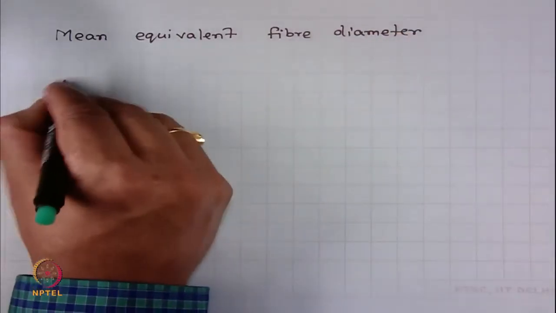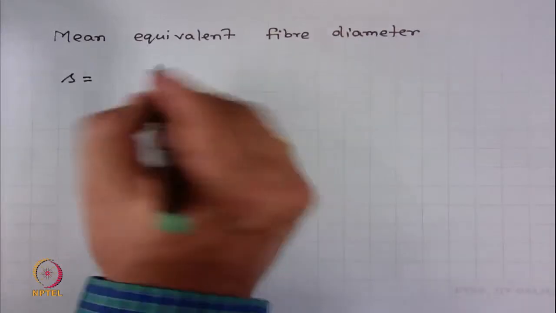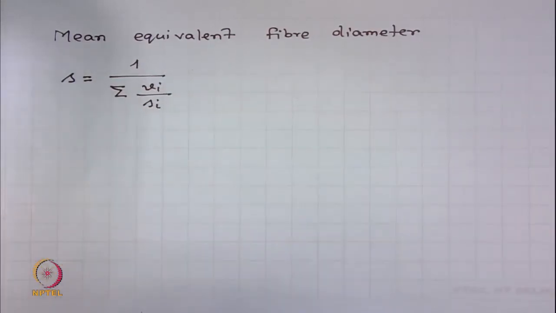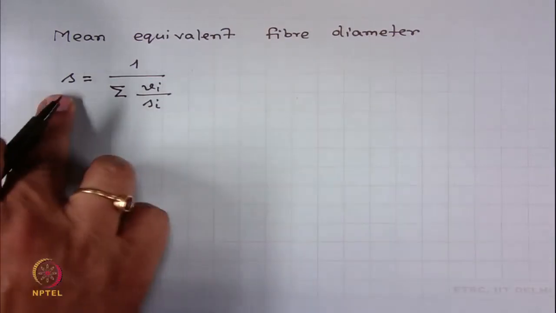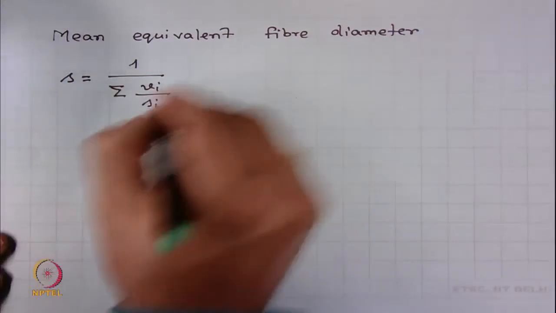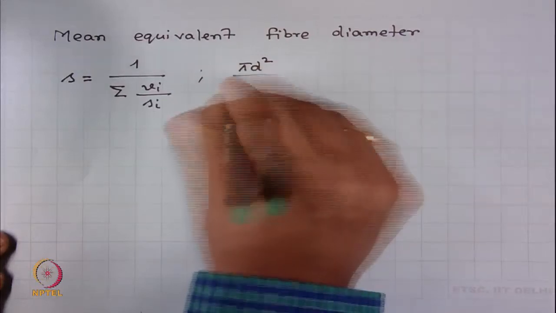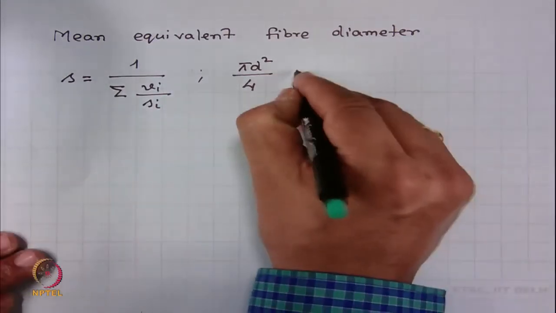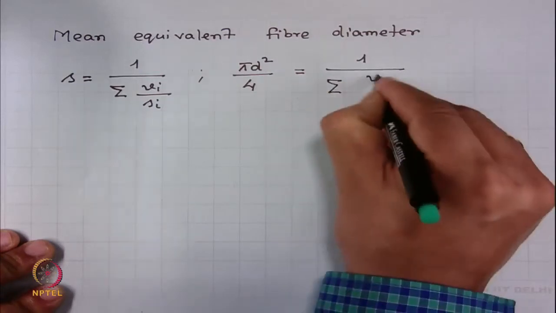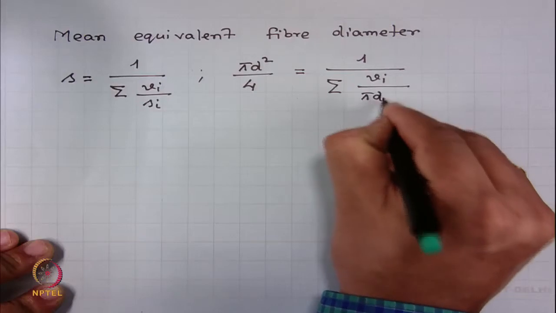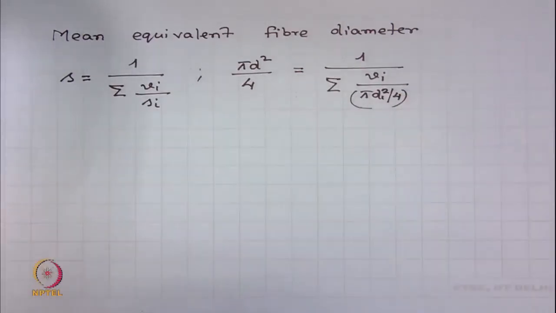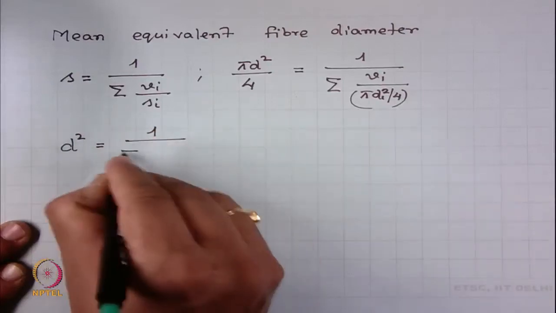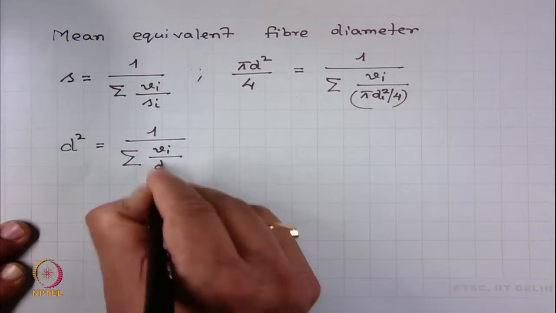We have just now derived that the mean cross sectional area of fibers in the blend is 1 divided by summation of volume fraction by the individual cross sectional area. What is this S? S we can write as pi d square by 4, where d is the mean equivalent fiber diameter in the blend, which is equal to 1 by summation of volume fraction and S_i, pi d_i square by 4. So, we can write down that d square is equal to 1 by summation volume fraction by d_i square.